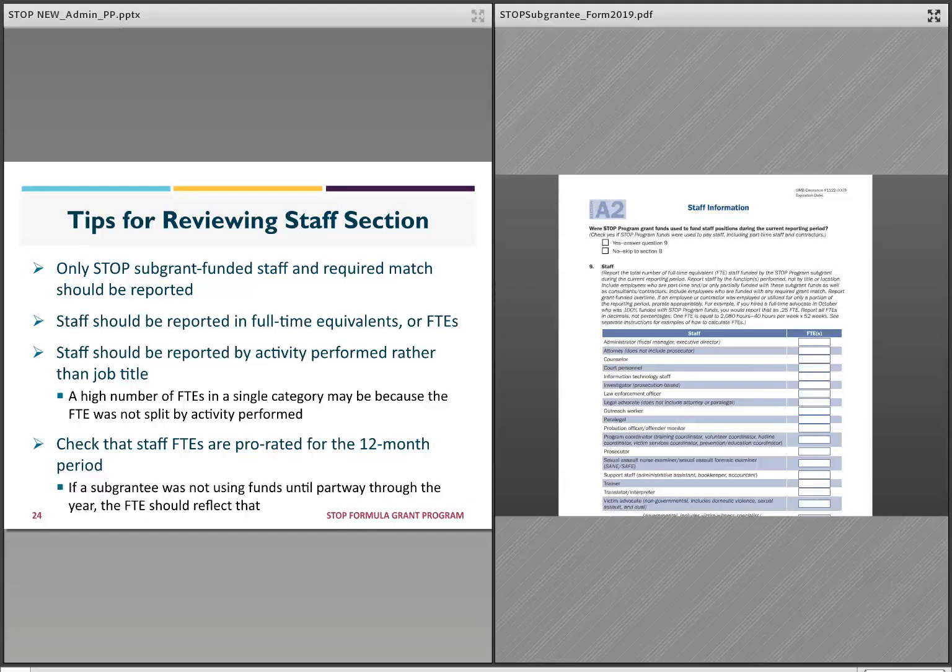We encourage you to check that staff FTEs are prorated for the 12-month period, because if anything less than the full 12 months was paid with STOP subgrant funding or required match, that FTE should be prorated down accordingly. So if you know that a subgrantee was not using funds until partway through the year, the FTE should be prorated down to reflect that and should not be reported as one full-time equivalent.